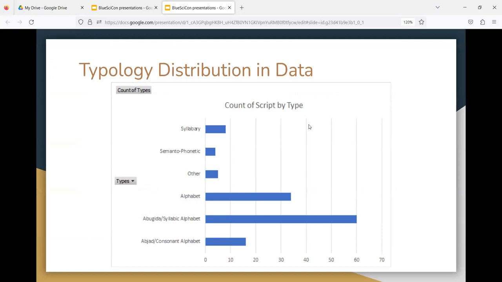So for our project, we sought to find the complexity of different characters of all the world's languages. And to do this, we took the database from Unicode to analyze all the characters the Unicode could represent. And of the 160 Unicode scripts, we were able to represent 120 of them. And typology is broken down as follows. Abugidas were the most represented, then alphabets, then abjads and consonant alphabets. Semantophonetic languages were the least represented.